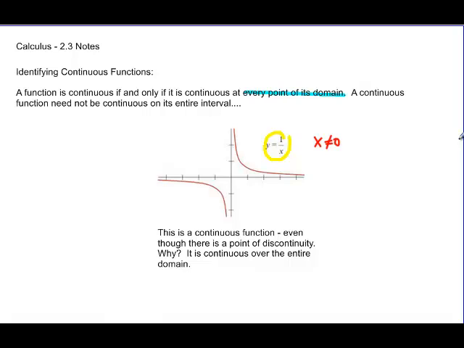Okay? So the key thing, the key phrase, the key part here that we need to understand with these types of questions is, are you continuous over the entire domain? And if the answer is yes, then it is a continuous function.